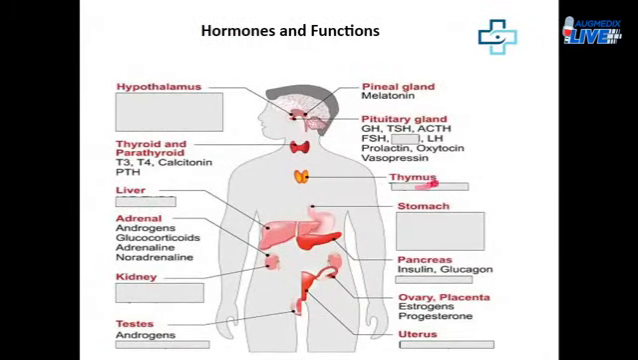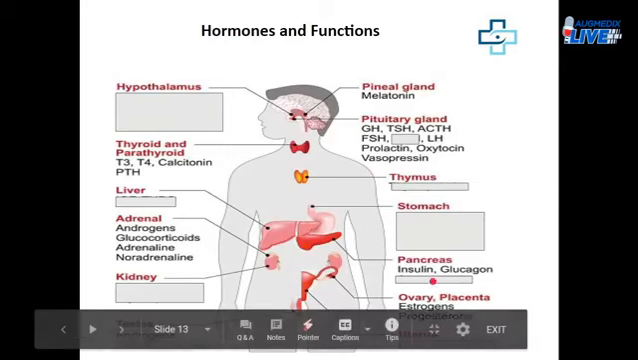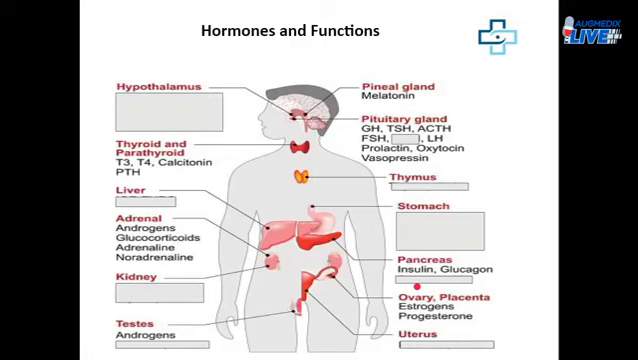Next is thymus. Thymus helps in immunity. Then pancreas. Pancreas releases two important hormones, insulin and glucagon. Ovary releases estrogen and progesterone. Then we have testes, which release testosterone. Now the inactive version is known as androgen. Androgen is actually converted to testosterone, but for pre-ST, if you say testosterone, that's totally fine.